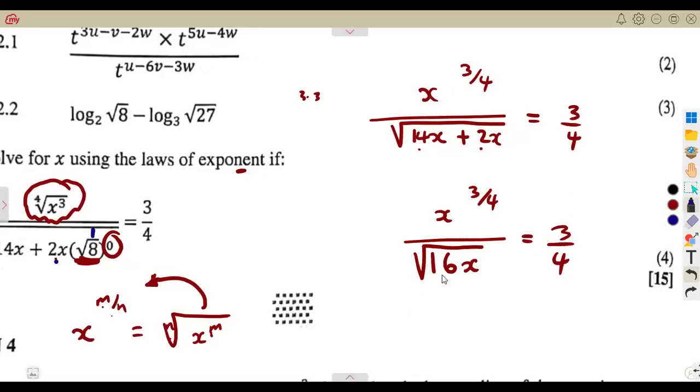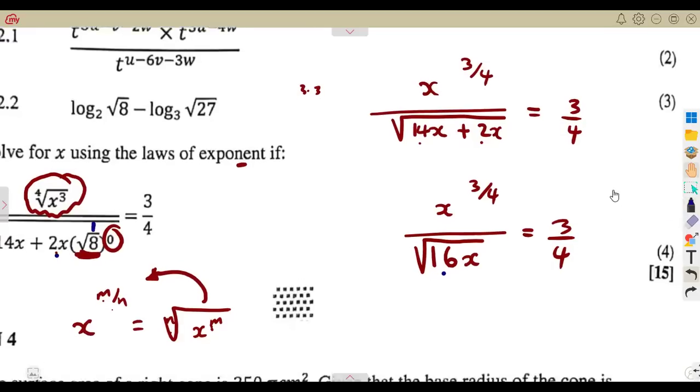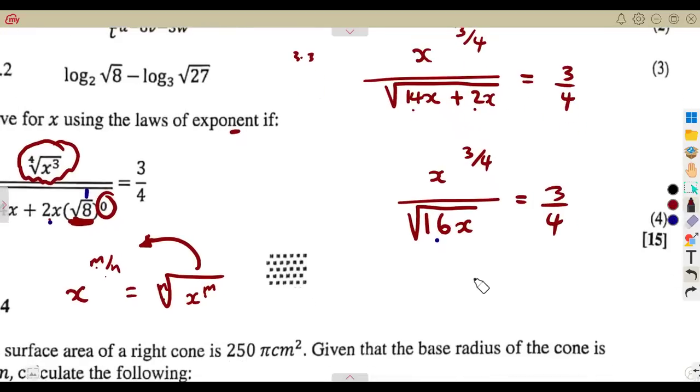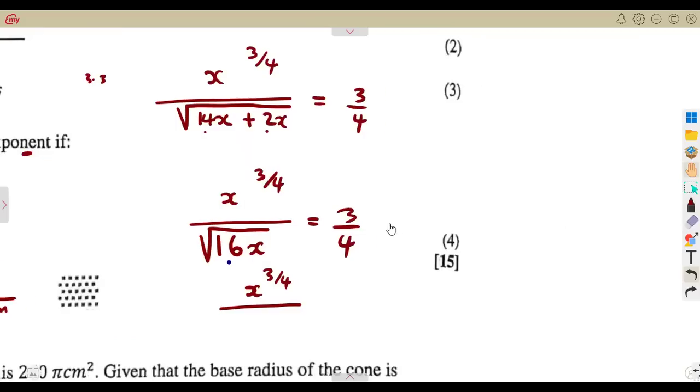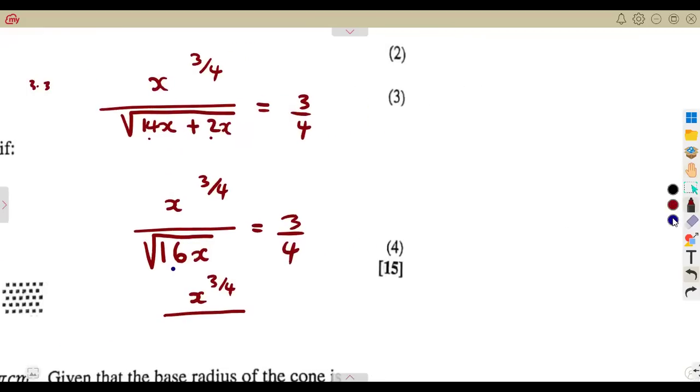Guys, we know the square root of 16. We do know this. We do know the square root of 16 is what? It's 4. So meaning to say we're going to have x to the exponent of 3 over 4 over like this. This is what you're supposed to have. I want you to see exactly what you're supposed to have.